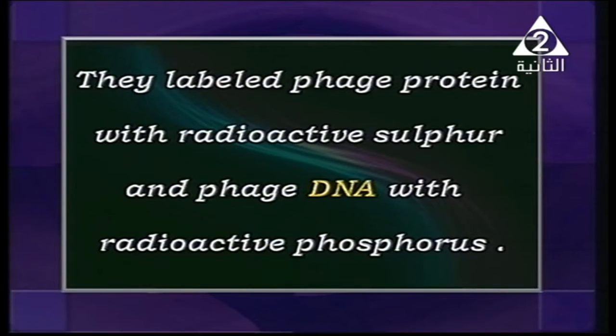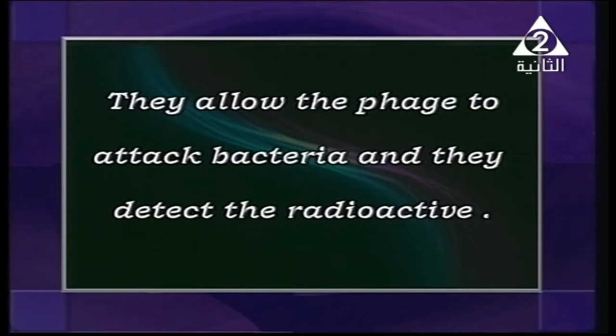For sulfur, we have the normal sulfur, and we have another isotope, which is radioactive sulfur. So Hershey here labeled or marked the protein of the phage with radioactive sulfur, and the phage's DNA with radioactive phosphorus. So we have two radioactive elements, radioactive sulfur and phosphorus. Then they allowed the bacteriophage to attack the bacterial cell, and they determined the radioactivity of each of the two elements, the sulfur and the phosphorus.